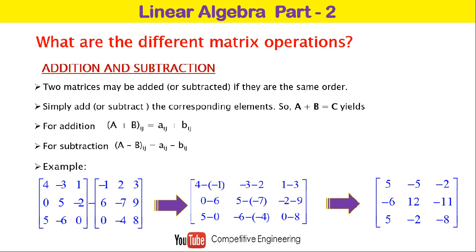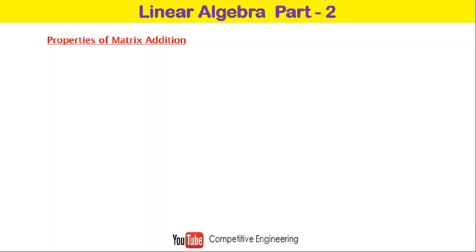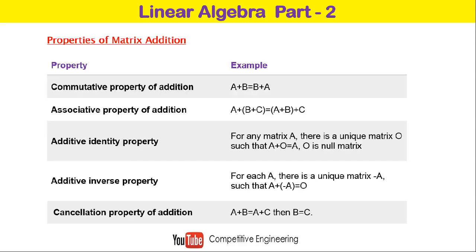Okay, it is just simple. Add the corresponding positions, that is Aij plus Bij equal to Cij, or Aij minus Bij equal to Cij. So now we are going to discuss some properties of matrix addition. The first property is the commutative property of addition, that is simply A plus B equal to B plus A, because Aij plus Bij equal to Bij plus Aij.